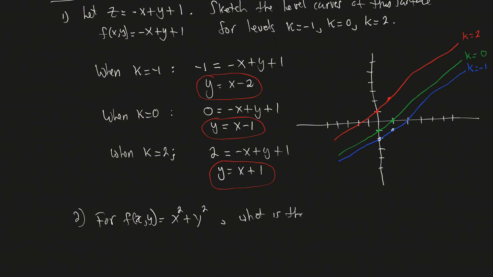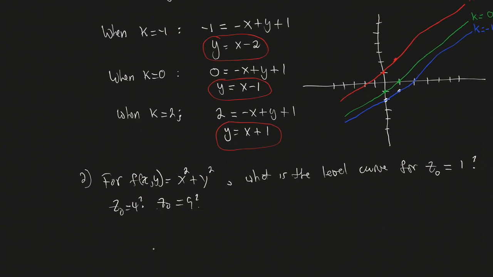What is the level curve for? Like I was saying, you could have it stated something like this, where instead of using the letter K, we could use the letter Z. Let's say Z0 equals 1, Z0 equals 4, Z0 equals 9. So again, 3 different levels, right?